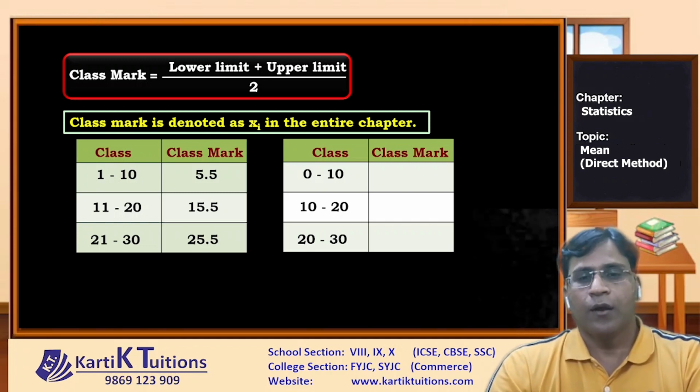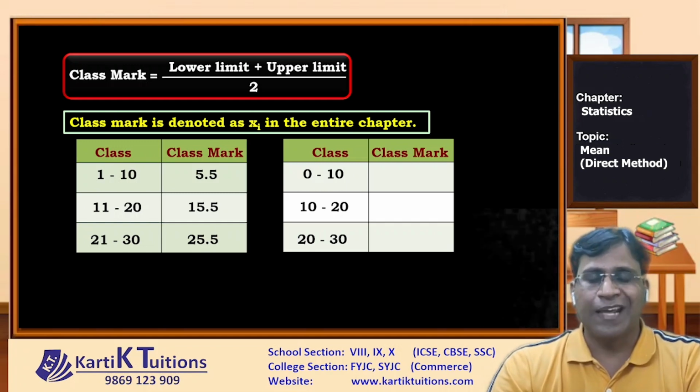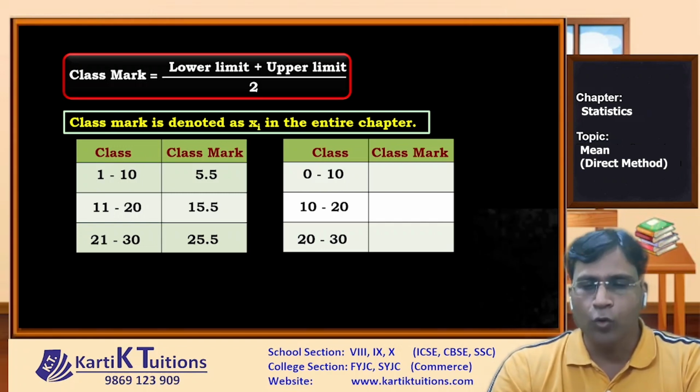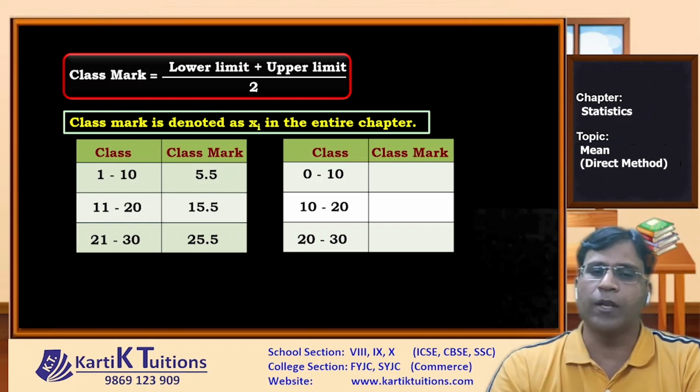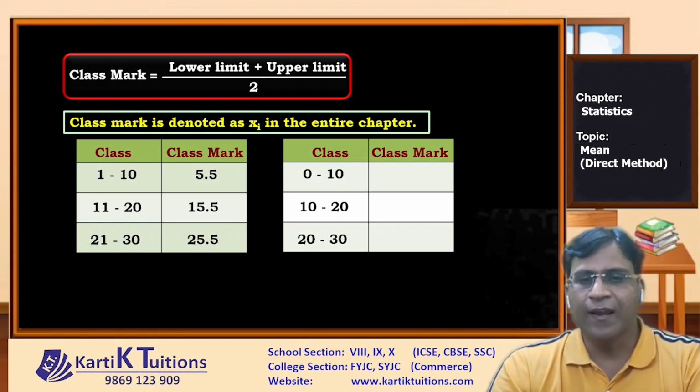Now here, if you observe the second class, 10 is the lower limit, but it is also the upper limit for the previous class. Same way, if you consider the class 20 to 30, here the lower limit is 20, which is also the upper limit for the previous class. So the second example is of continuous classes.